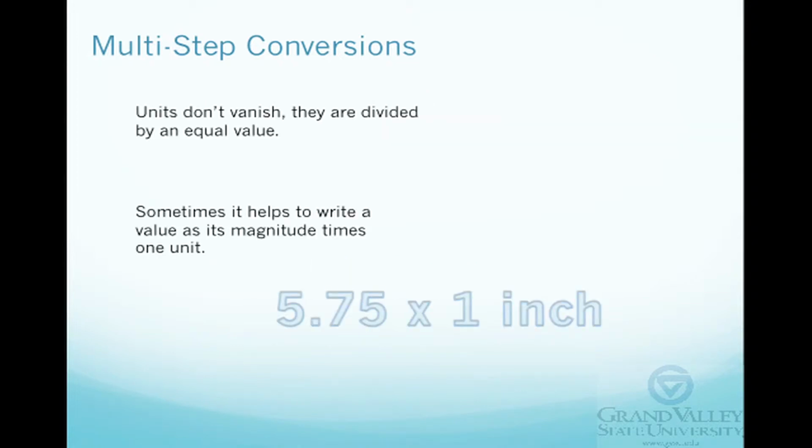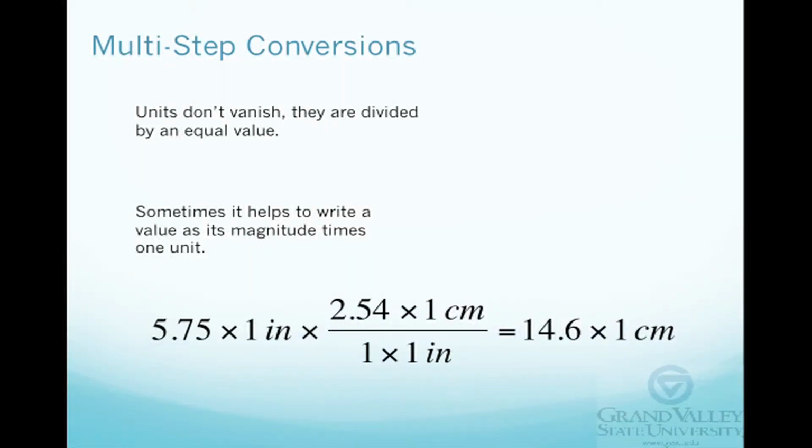It's important to know that our units don't simply vanish but are divided by their equal value. It helps to look at all values as magnitude times 1 unit. For our problem, we started with the magnitude 5.75, so we would multiply that by our units, inches. If we set up our entire problem like this, we can see exactly how the units cancel. 1 inch over 1 inch will truly cancel out, leaving only the magnitude to be multiplied and divided.